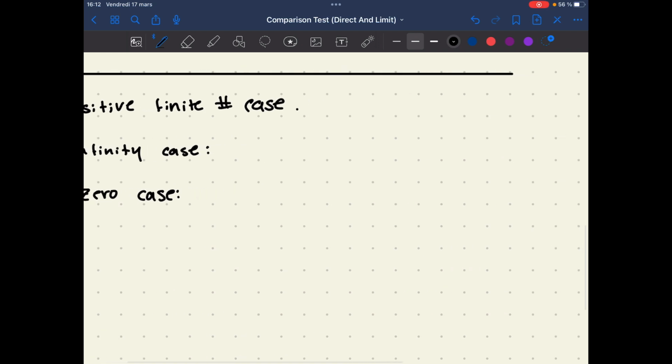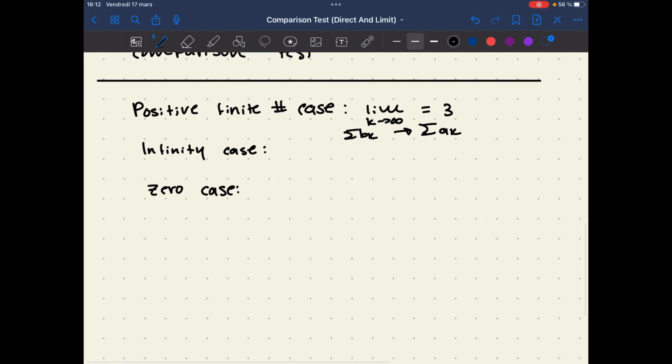Okay, so for the positive finite case, we can say that if, while taking the limit of the two series, it can be b sub k or whatever, as k approaches infinity, equals a finite number that's positive, let's just say 3 for example, and a sub k, hold on, if b sub k converges, then a sub k will converge as well. That's the positive finite case.